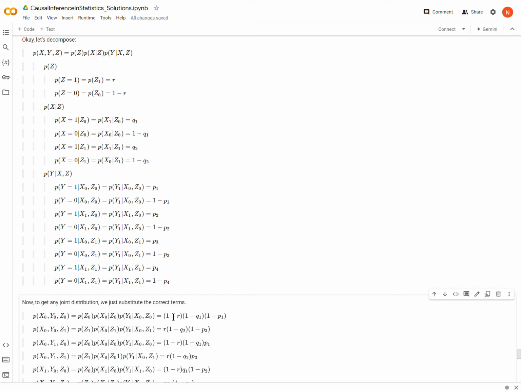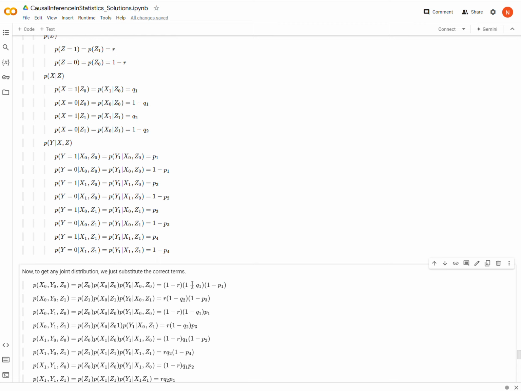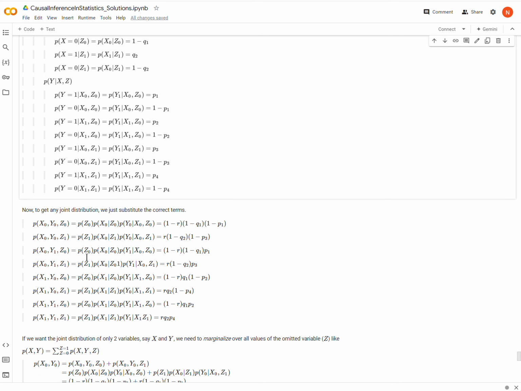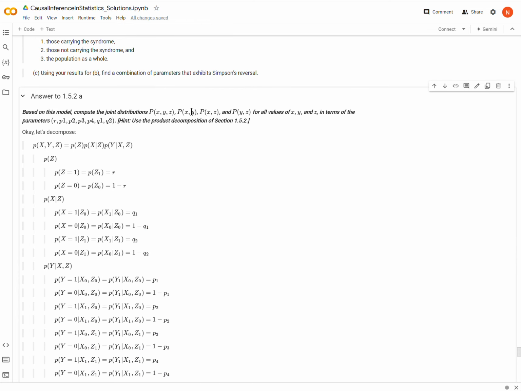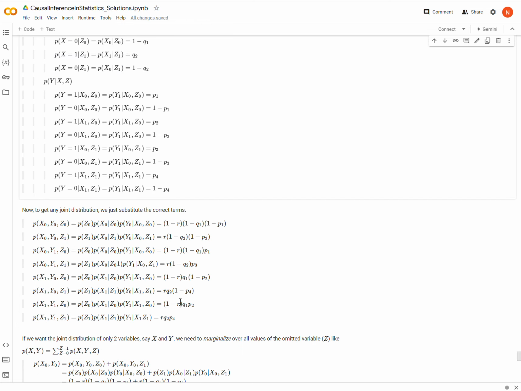And so that becomes the joint probability for x naught, y naught, z naught, and I can do that for every combination of x, y, and z. So that's how I go about that. Now we'll get back to the two-way joint distribution.